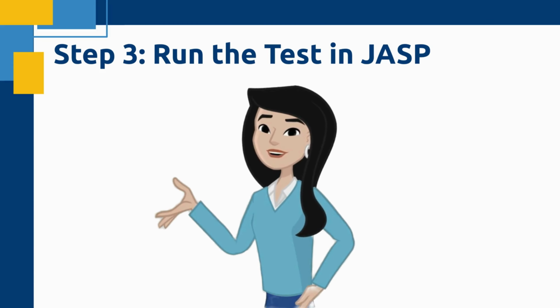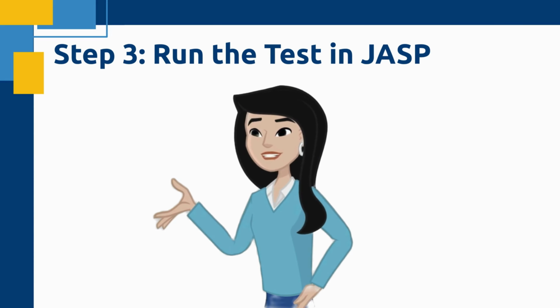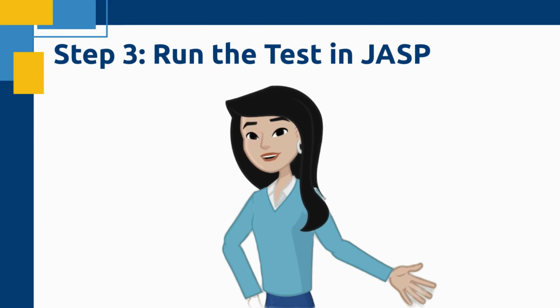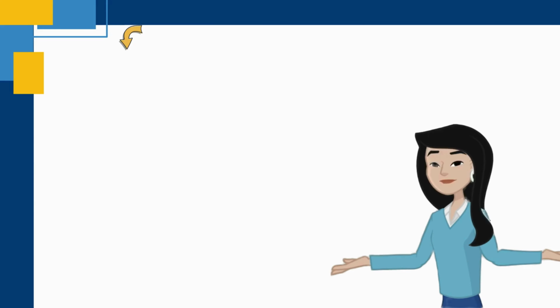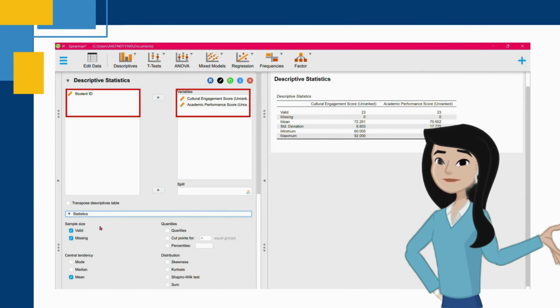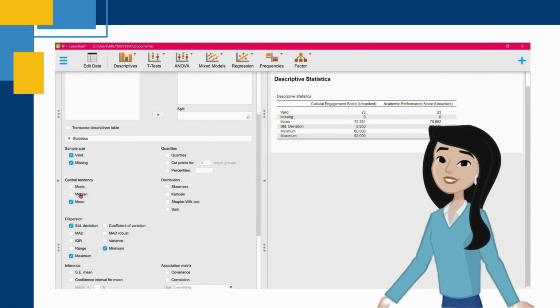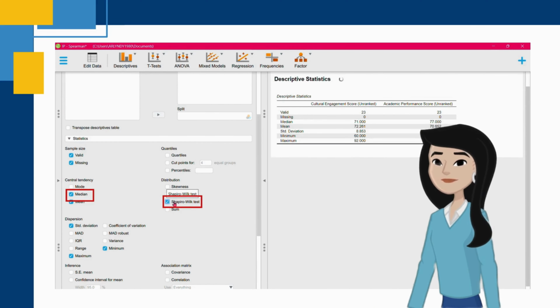Before we go to the correlation analysis, we first need to check if our data meet the assumption of normality. This helps us decide whether to use Pearson's correlation or Spearman's rho. In JASP, we go to the Descriptives menu, select our variables, Cultural Engagement Score and Academic Performance Score, and enable both the median and the Shapiro-Wilk test.